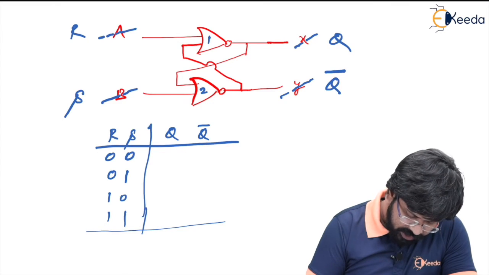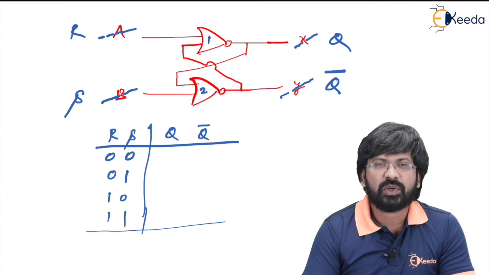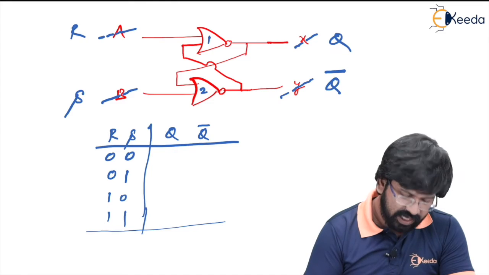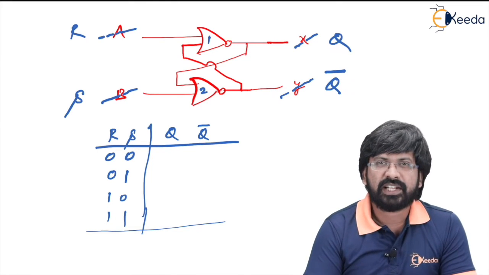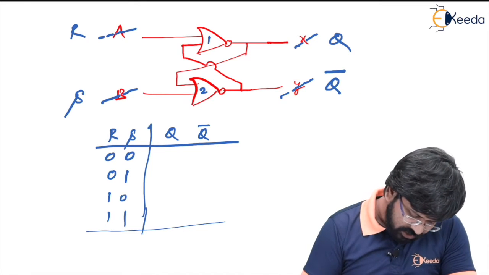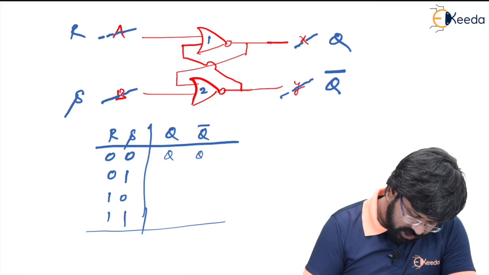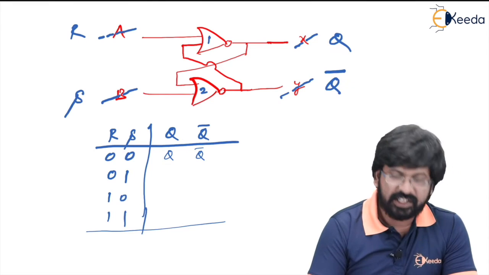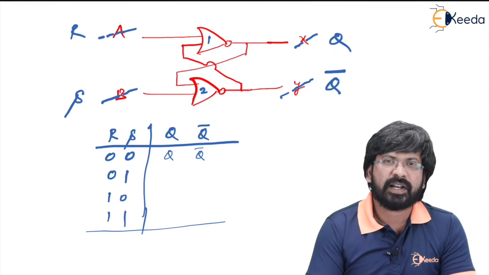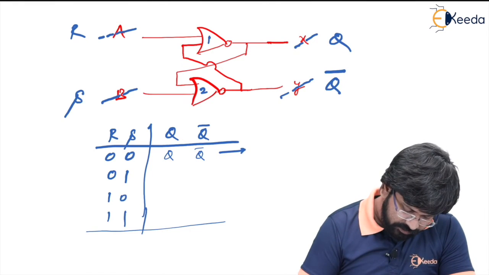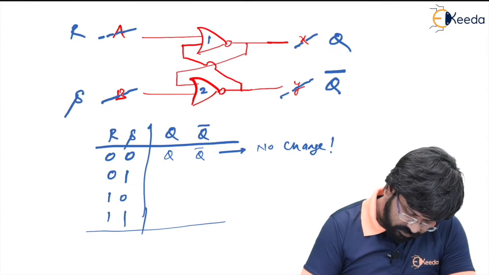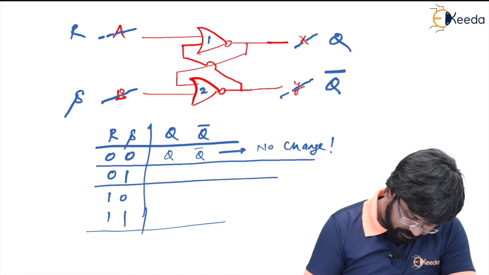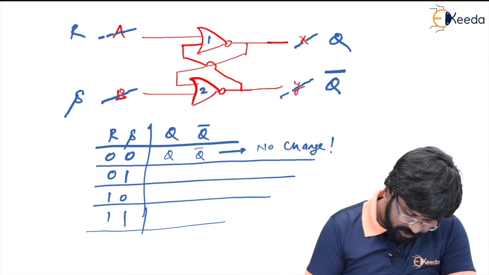I am sure you remember in case number 1 we kept A equal to 0, B equal to 0. Indirectly I can say R equal to 0, S equal to 0. We got the no change condition where X remains X and Y remains Y. So in this case I can say Q remains Q and Q bar remains Q bar. That is nothing but the present output is the same as the previous output, and therefore we say it is a no change condition. We will see what happens in the rest of the cases.